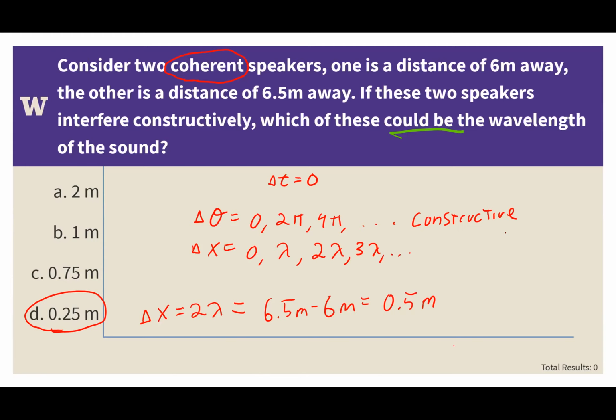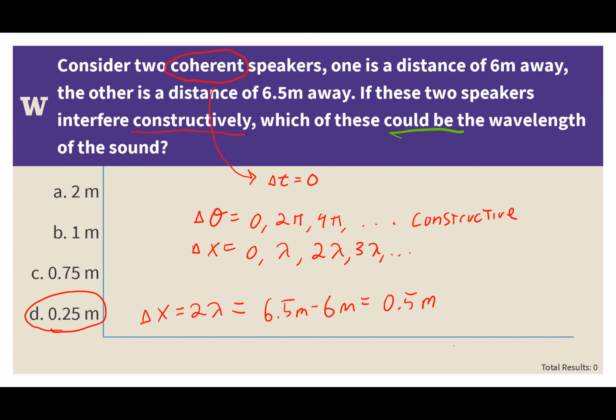So this takes us to the next problem, where now I'm considering two coherent speakers. When I see the word coherent, that tells me that there is no time delay. So I now have two waves where crests are leaving each source at the same time, and I know that these two waves are interfering constructively. If I have constructive interference, that means I'm in a situation with a phase difference of 0, 2 pi, 4 pi, or so on, which means because the time difference is 0, I only have to worry about path difference. And so the path differences I'm looking for are going to be 0, lambda, 2 lambda, 3 lambda, or some whole integer multiple of lambda.